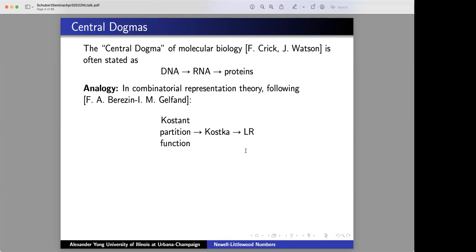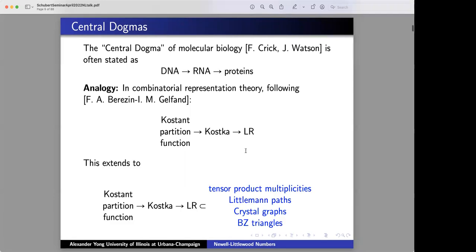Now, I'm slightly lying about what Berezin and Gelfand said. In reality, they weren't talking about Kostka, they were talking about weight multiplicities, and they weren't talking about Littlewood-Richardson coefficients, they're talking about tensor product multiplicities. And so let's just extend this as a blue situation where we have tensor product multiplicities for which LR is just the GLN case. And I think it's also part of the central dogma of combinatorial representation theory that if you know something in type A, you should really do it in general type. That's kind of a general process by which someone thinks about these things.